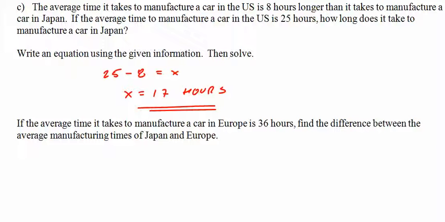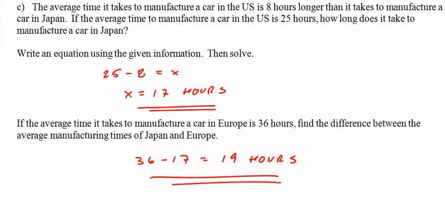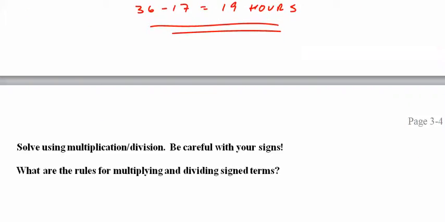The average time to manufacture a car in Europe is 36 hours, something I also dispute. Find the difference between the annual average manufacturing times of Japan and Europe. 36 minus 17. 19 hours. And I love how they slip these little subliminal messages, oh, our culture's not very good. It takes us a long time to make a car. That's nonsense. Don't worry about it.